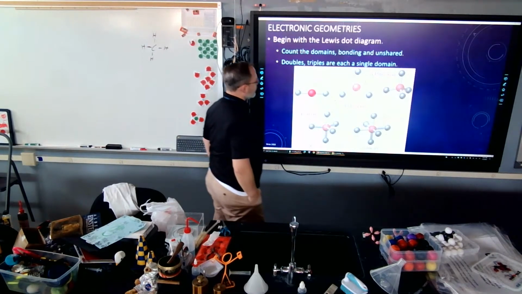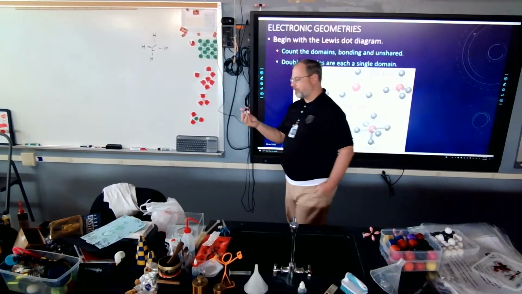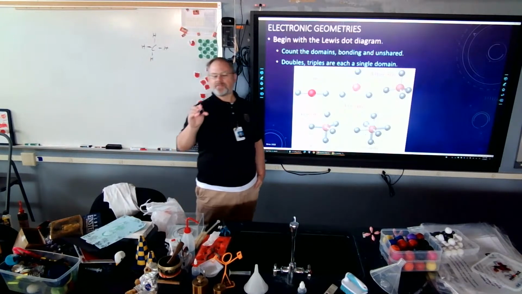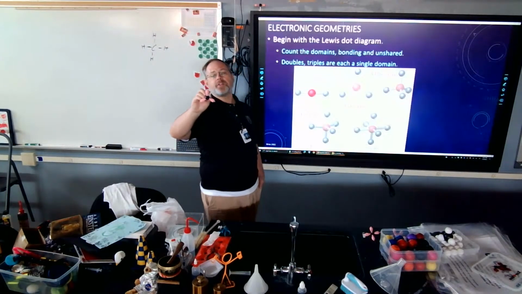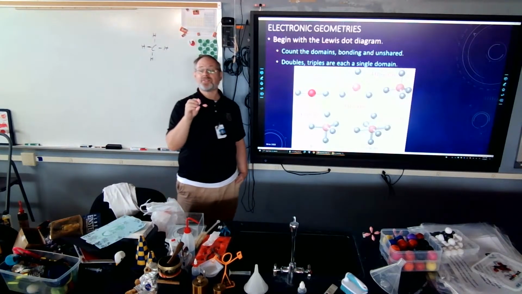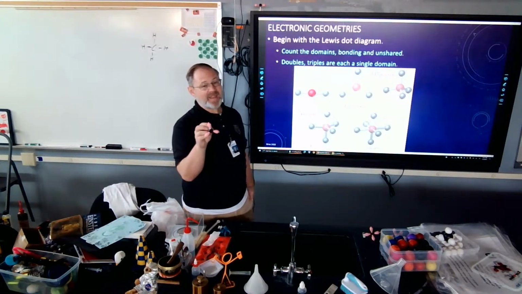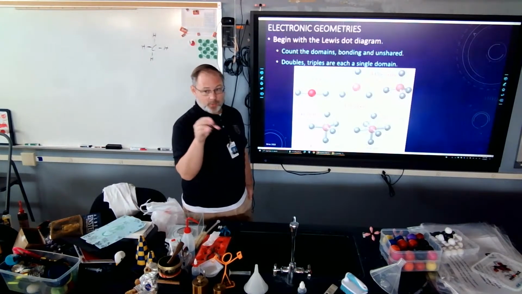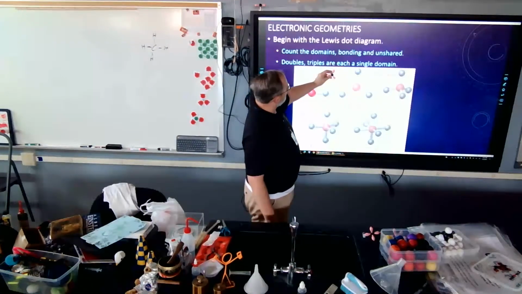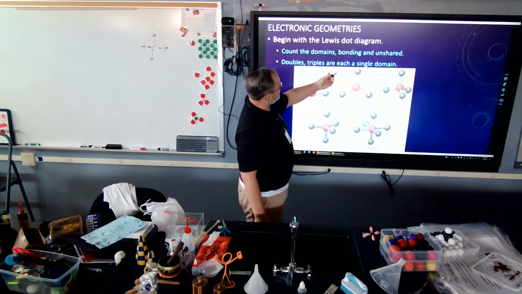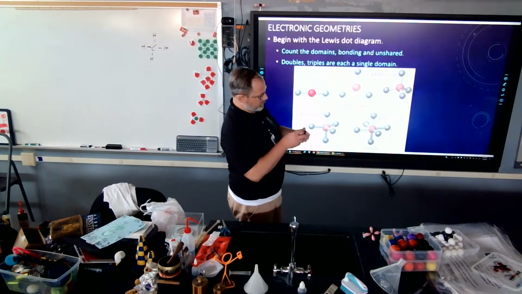Or linear geometry. If you have three domains, they will attempt to get away from each other as much as possible. And what happens is they make like a Mercedes symbol, where each domain is 120 degrees away from each other in a single plane. That is called trigonal planar, because it makes a triangle plane. So if you have three domains, they orient themselves 120 degrees away from each other, trigonal planar, in a triangular plane. So that's 3, trigonal planar.